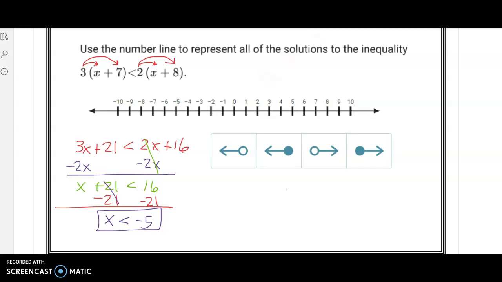I did not need to flip the symbol because I did not divide by a negative number. I subtracted 21, but I did not divide by a negative number.